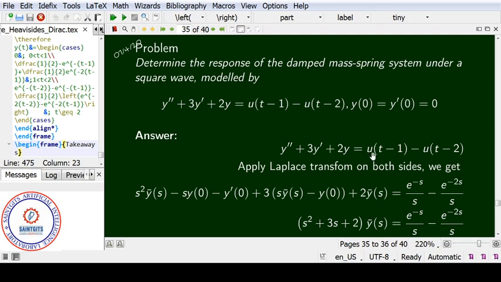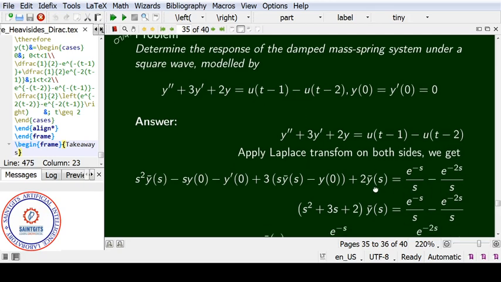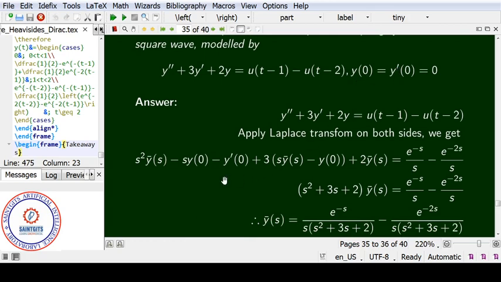Then the Laplace transform of u(t-1) is e^(-s)/s, minus the Laplace transform of u(t-2), that is e^(-2s)/s. When I put the initial values in the left side, s·y(0) goes to 0 because y(0) is 0. y'(0) goes to 0, y(0) goes to 0.